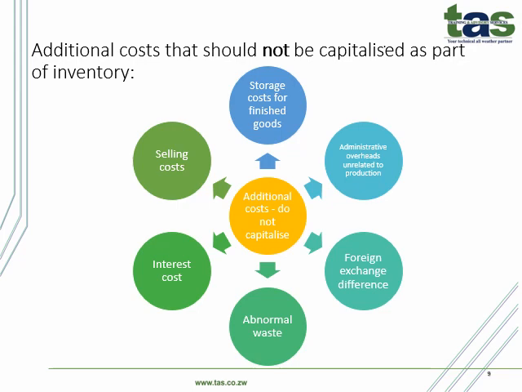Abnormal waste. Normal waste can be capitalized as part of inventories. This is expected. However, if there is abnormal waste or abnormal loss of inventory, this will not be capitalized to inventory. Interest cost as well as selling costs will also not be capitalized as part of inventory.